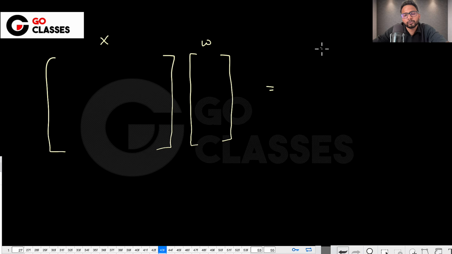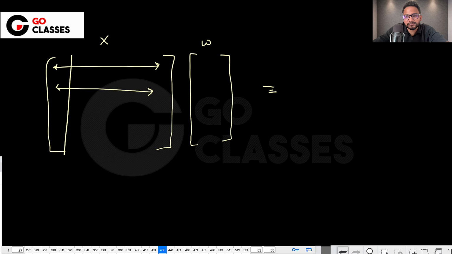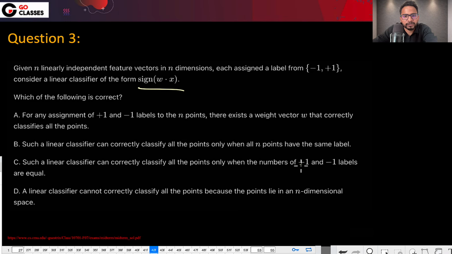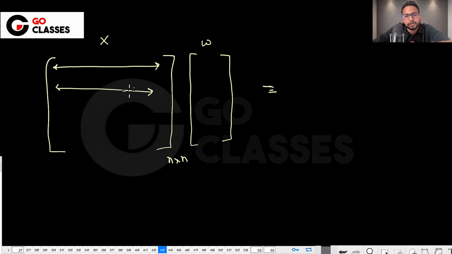Now you will take the sign of xw, which means this is, let's suppose, x1, the first data point. This is data point 1, and this is the second data point. Since all the features will be in the column and are linearly independent, I mean if it's an n cross n matrix, let's suppose, the matrix dimension is not given, but that's fine, n linearly independent features in n dimensions. So you have n features in n dimensions, and these are the data points here, right?